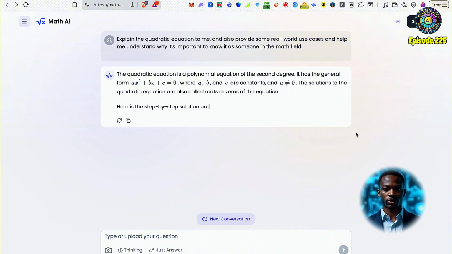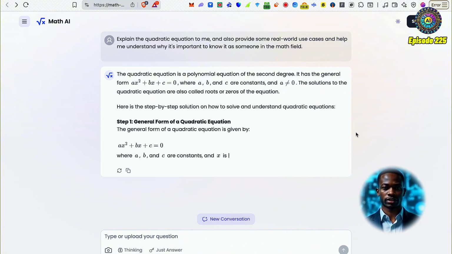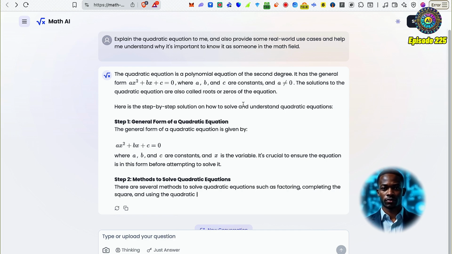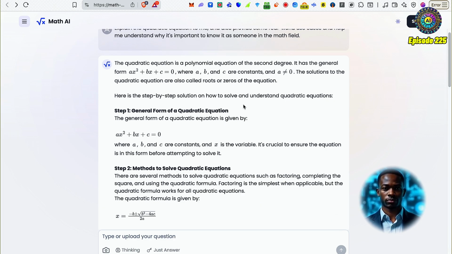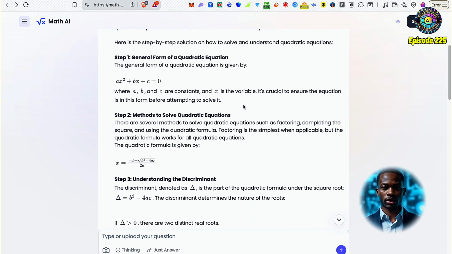Cool. So the quadratic equation is a polynomial equation of the second degree. It's got this general form. Okay, cool. We've got the general form. Step 2, how to solve it.